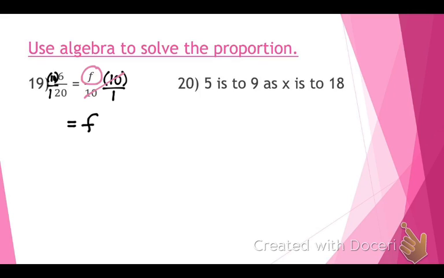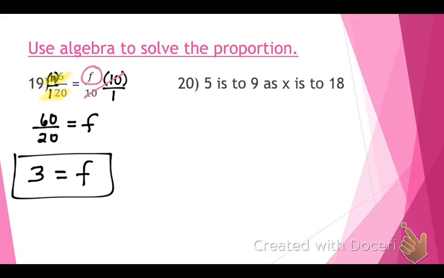There's two things that you could do. What is 10 times 6? 60. And what is 1 times 20? 20. If you were to simplify 60 divided by 20, what would it be? Not 3/10. 3. Okay? 60 divided by 20 is 3.